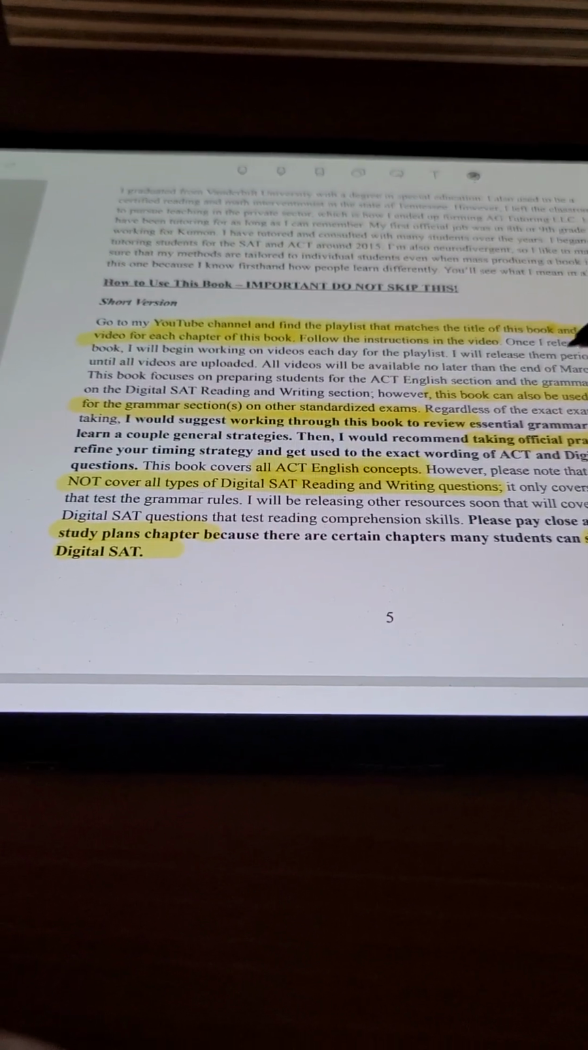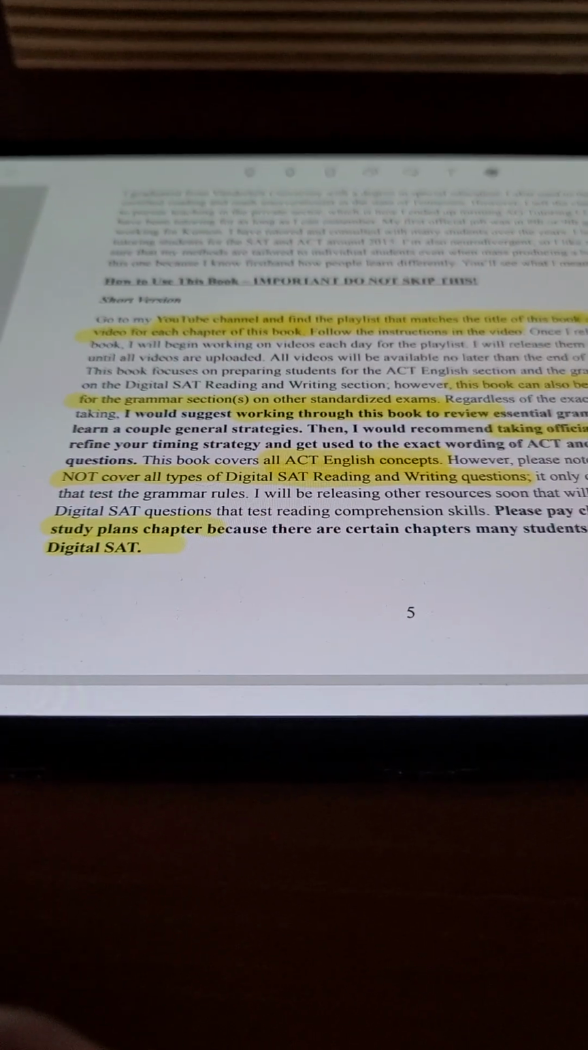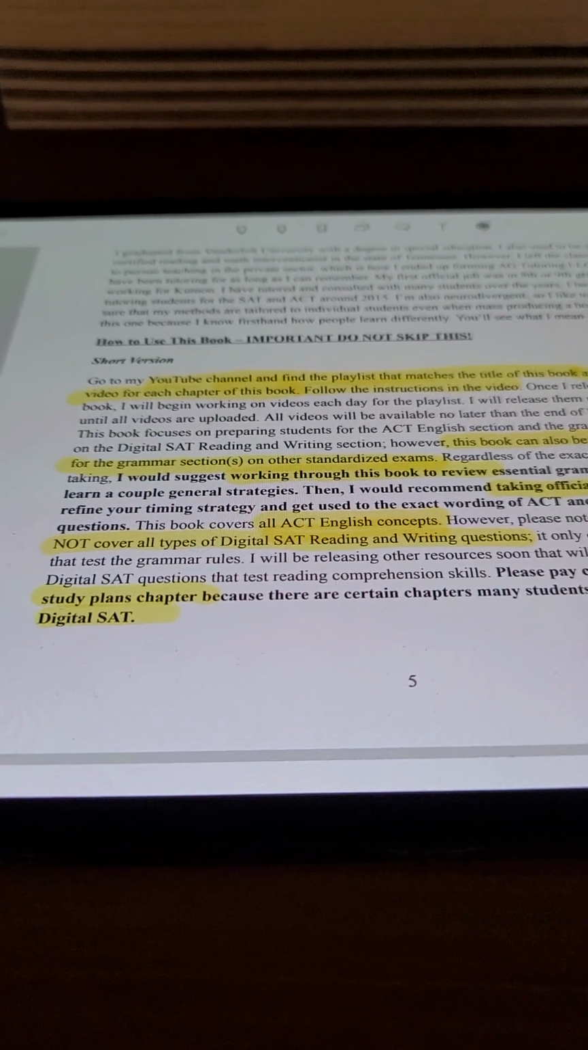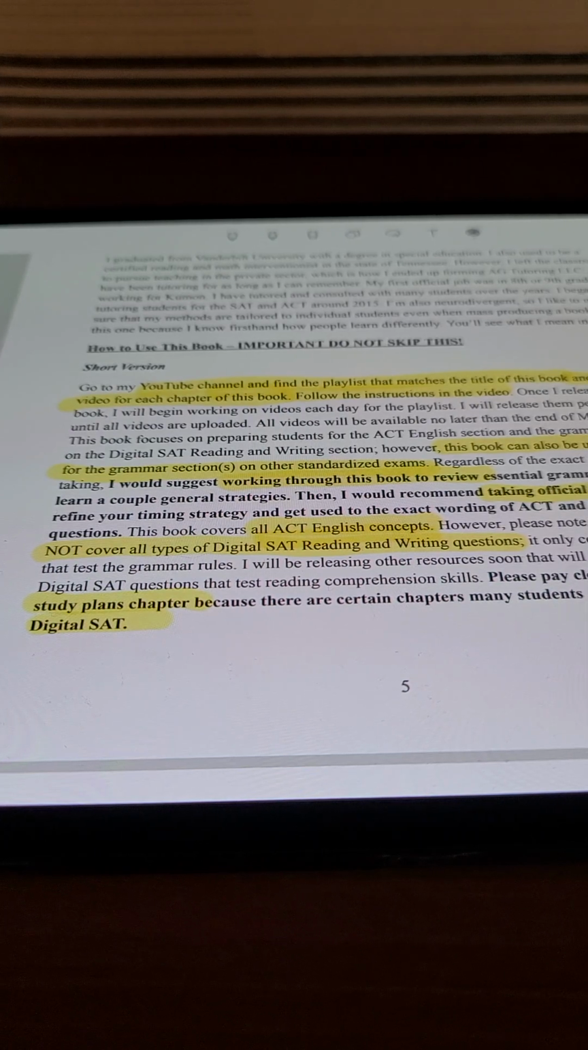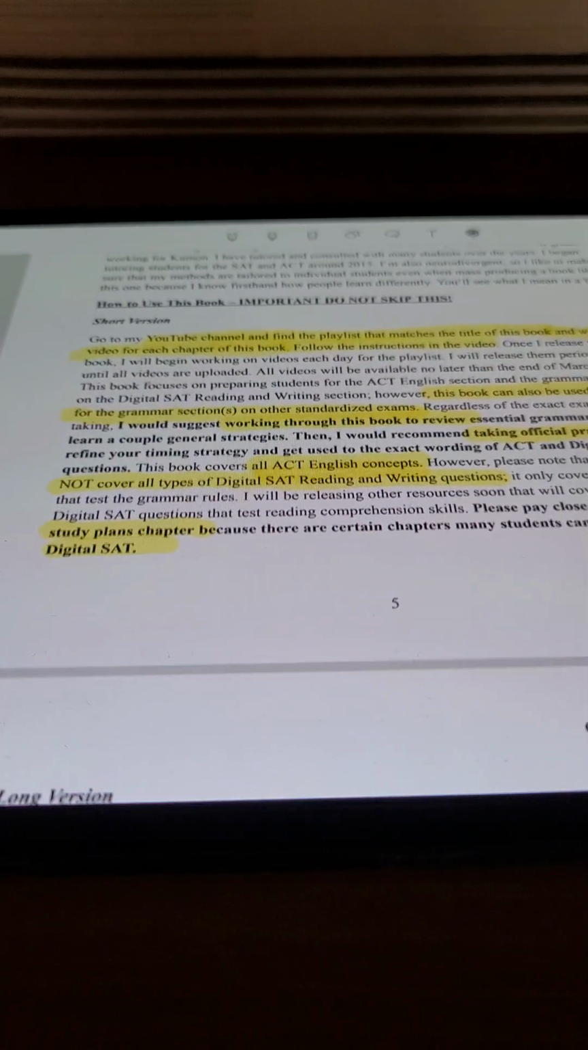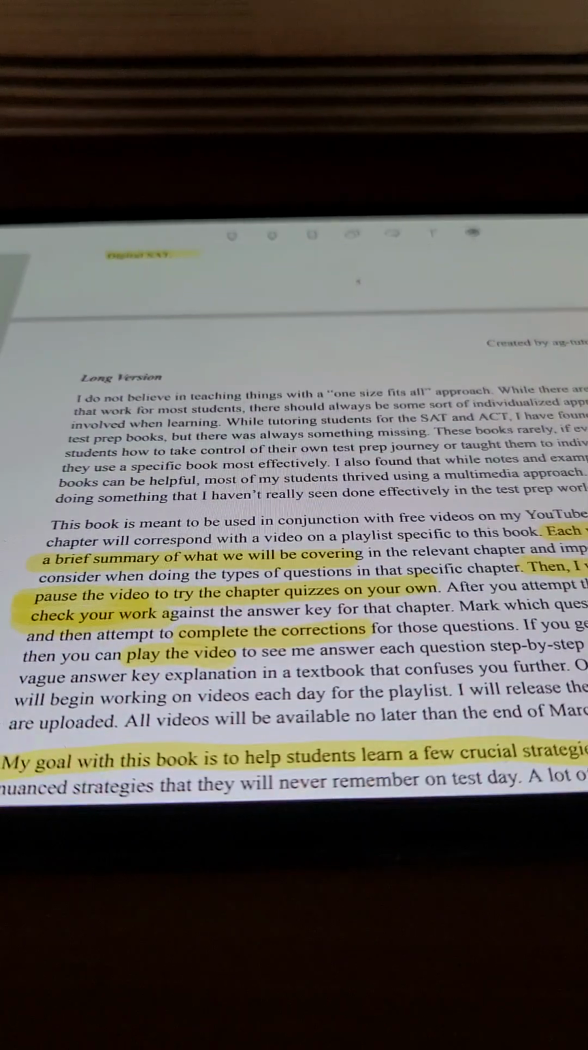Now, it does cover all ACT English concepts, so everything on the ACT English section would be in this book, but like I said, it only covers about a third of what would be considered digital SAT reading and writing questions, because the reading and writing is put together now, and it's more so reading comprehension and grammar mixed together. So it's not going to be all grammar, if that makes sense. So this just covers the grammar portion of that. And I'll be coming out with stuff later for the reading.